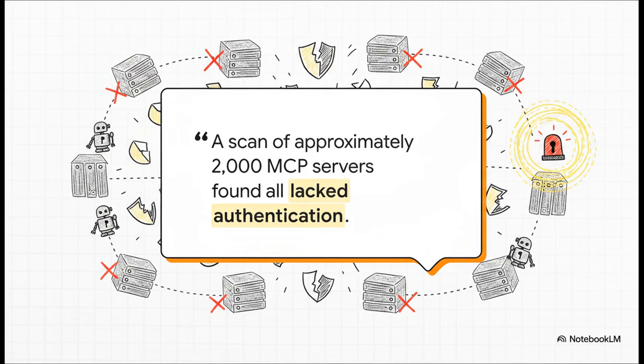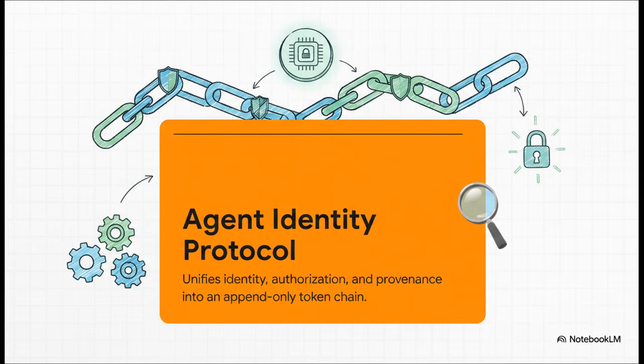The problem is that while A2A and MCP tell agents how to talk to each other, neither of them natively verifies who the agent actually is. That is a terrifying security gap. And that is exactly where AIP enters the chat, the Agent Identity Protocol.